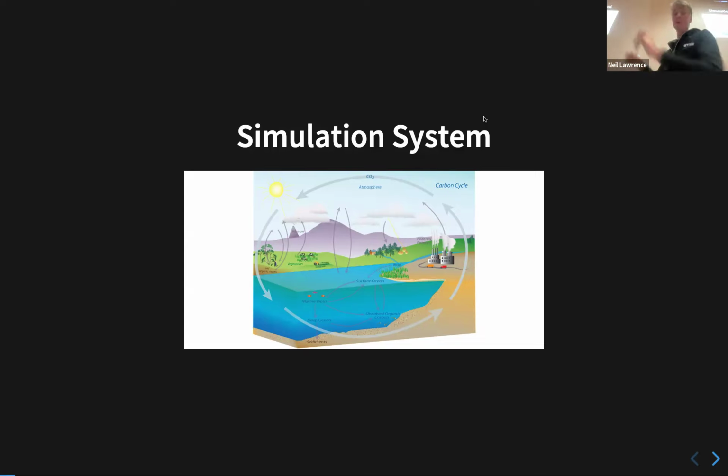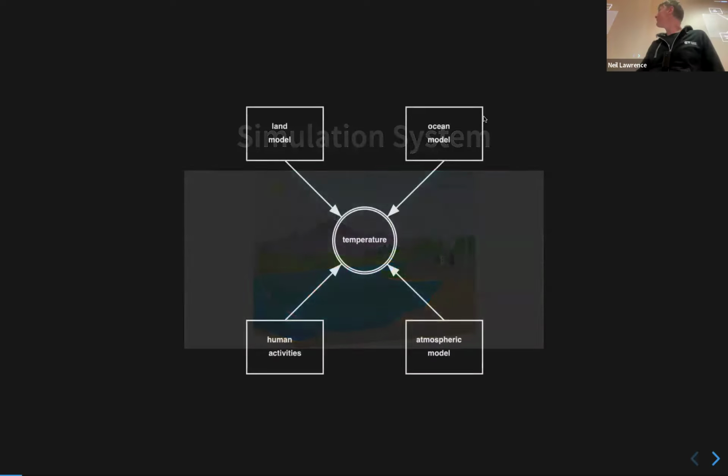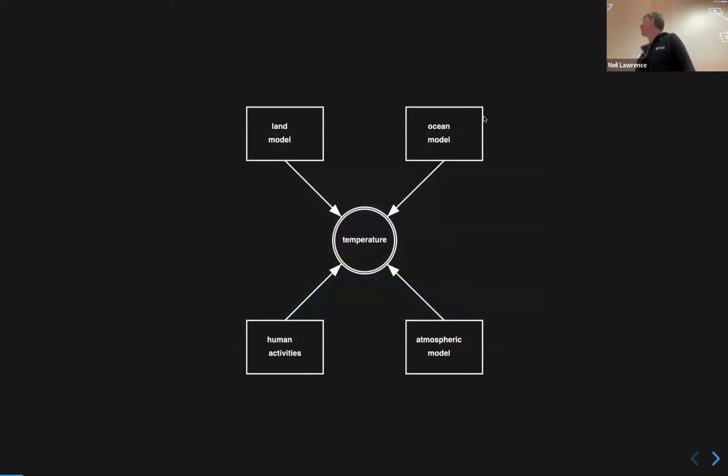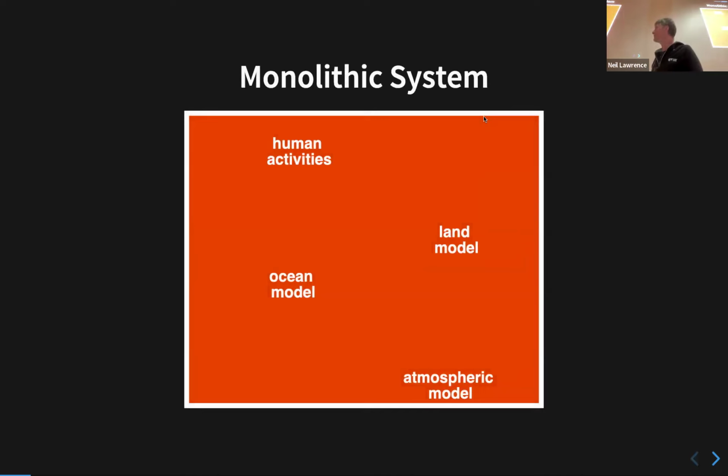But there are these different components to the system. And roughly speaking, here I've just chosen four, when we're trying to ask the question, what's going to be the future temperature? There's the land model, there's an ocean model, there's atmospheric models, there's models of human activities, and people are stitching all of these things together. Now, what's interesting is if we look at the history of software systems, the way these codes were originally written, it's probably not monolithic in this sense, but if you certainly look within the codes, they're very monolithic.